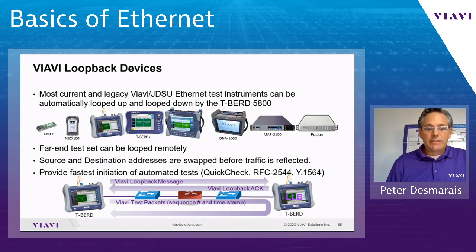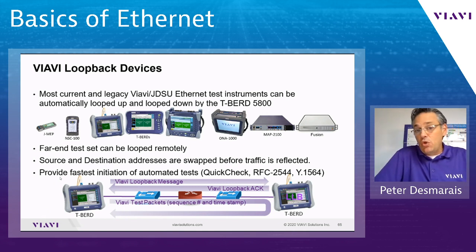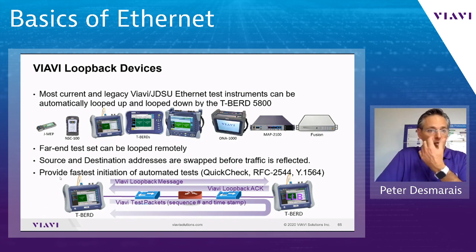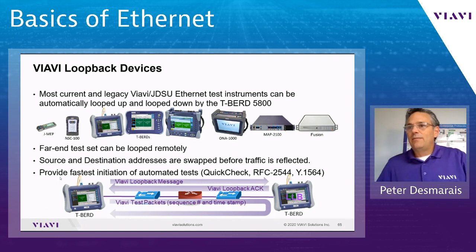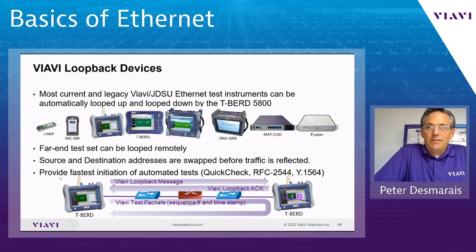The NSC 100 is, let me grab my pointer here, one of our newer products. You can use any one of the T-Bird 5800s. And ONA 1000 is another new device we've just come out with. MAP 2100 is a rack-mounted version of the T-Bird 5800, and then Fusion, which is a program. So the far-end test device can be looped up remotely, and I'm not sure if that answers the question that came in. Can we talk about which products can make a loopback? Yep, that's our current test suite.